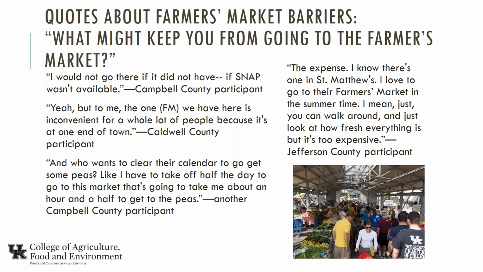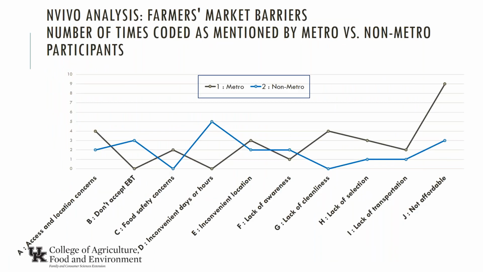And this next one is my very favorite quote from all of the focus groups. This person says, and who wants to clear their calendar to go get some peas? Like, I have to take off half the day to go to this market that's going to take me about an hour and a half to get to the peas. That played into several things that we found out.